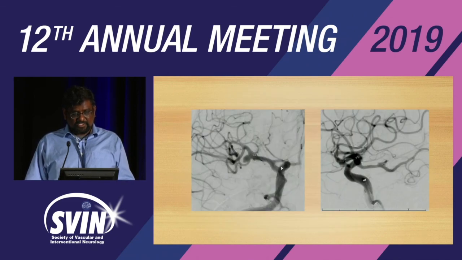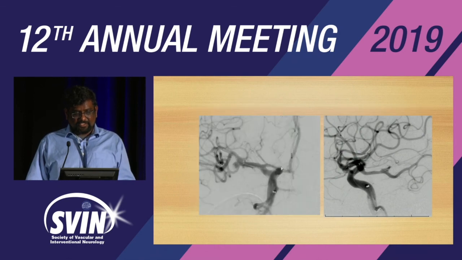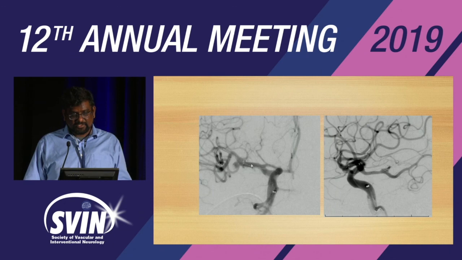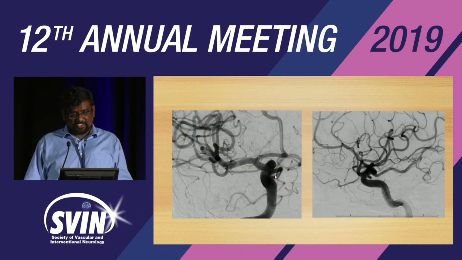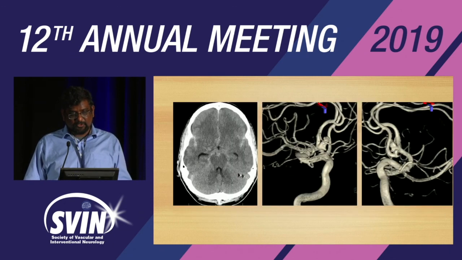So here's an MCA aneurysm. And here you can see that the aneurysm is coming at an angle. So in these cases, what I do is I inflate a balloon distally, and that helps my VIA catheter go in. This was our 6-month follow-up.